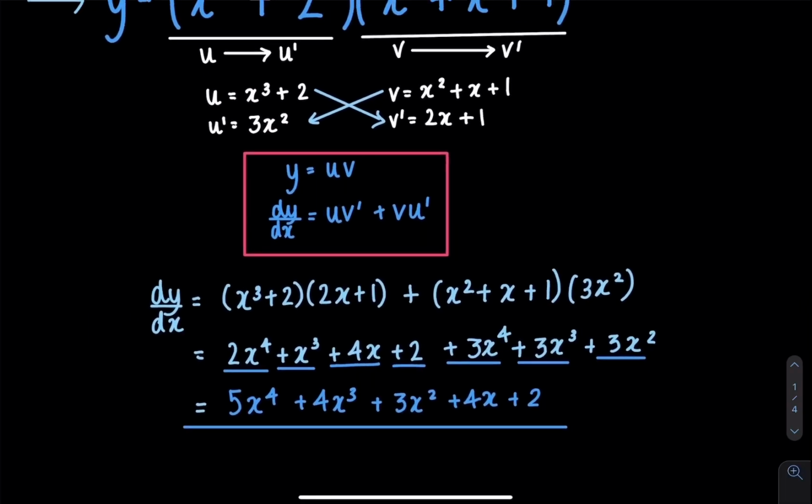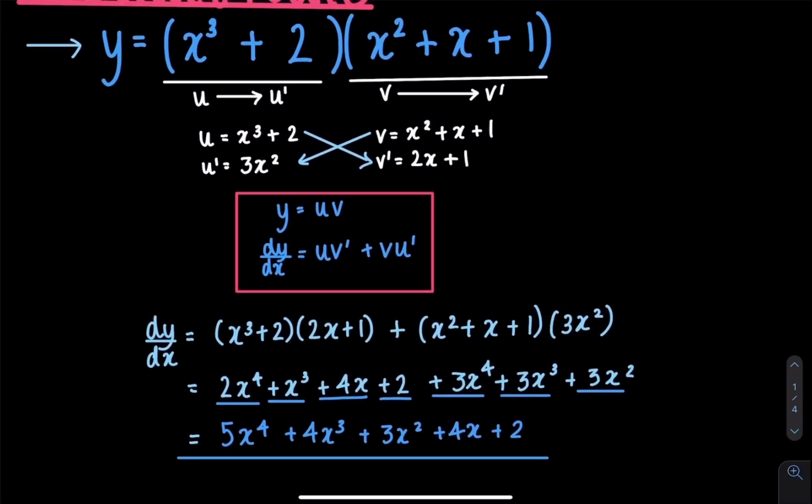It is actually not difficult. It may look a little bit complicated, but all you're doing is taking the first function, which we have here, and then multiplying it by the derivative of the second function, which we have here, and then taking the second function and multiplying by the derivative of the first function. Now let's move on to the quotient rule.